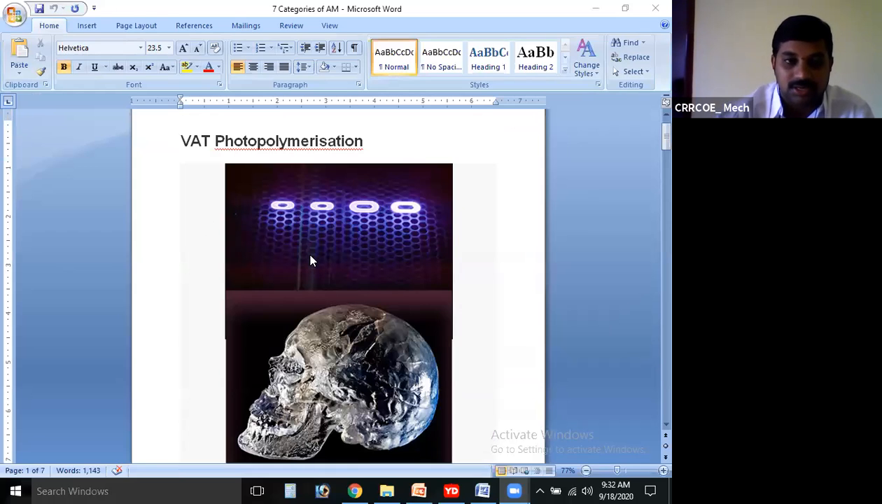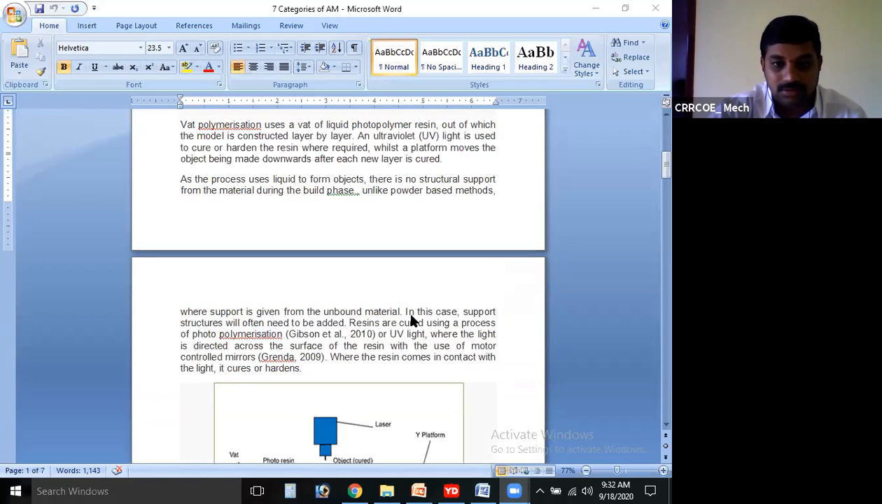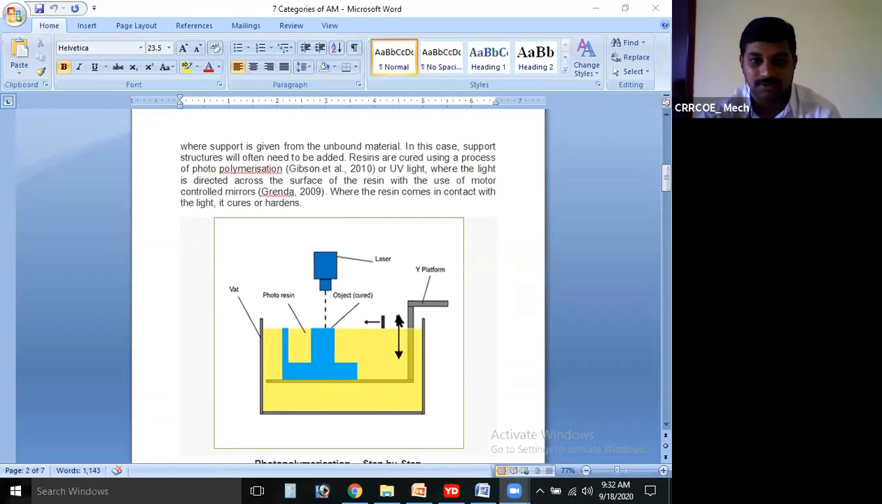Photopolymerization is another category, used in the SLA technique, the stereolithography technique. We have already discussed stereolithography. It uses polymer resins and a UV laser, and elevators for the adjustment and movement of the platform.